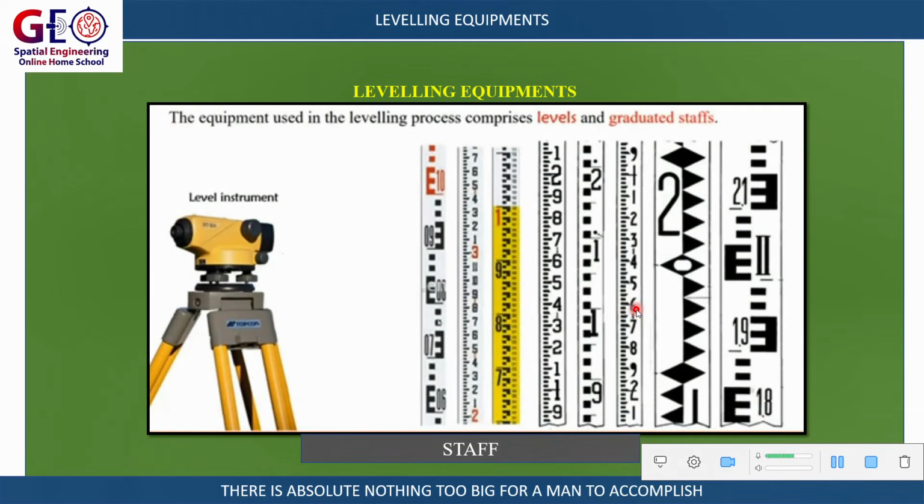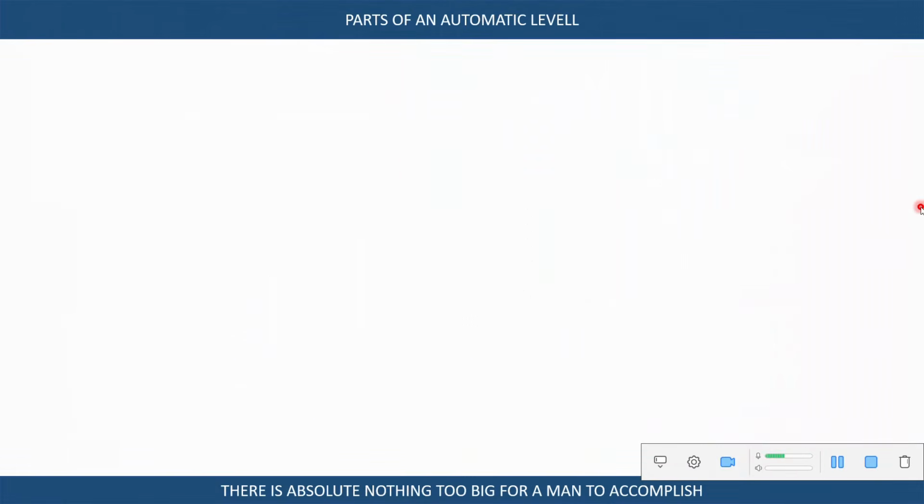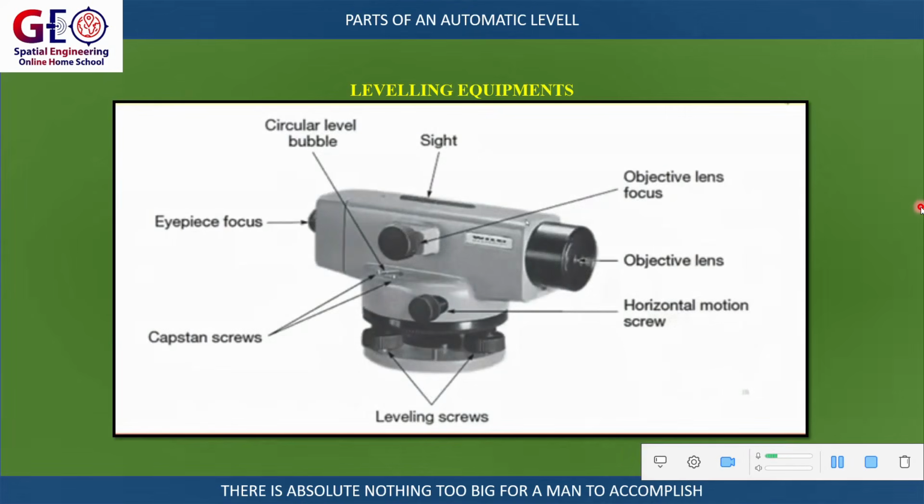Then here we have the automatic level that has been mounted on a tripod. If we look on our right, we have what they call a staff, a graduated staff. This graduated staff gives us staff readings of points on the site. So this is the automatic level and the parts of the automatic level labeled. We have the circular level bubble, we have the objective lens, etc.